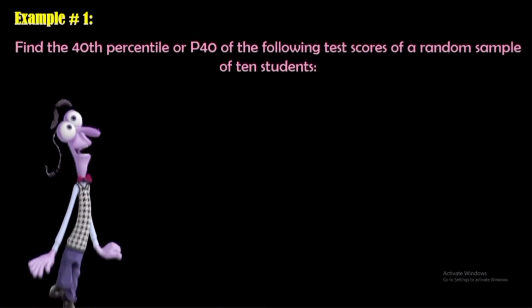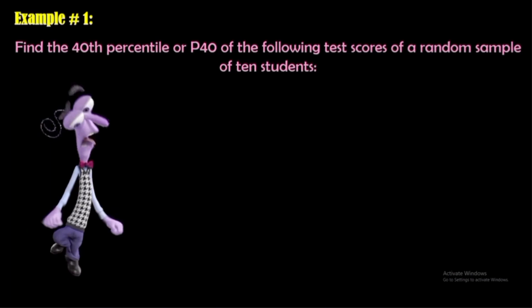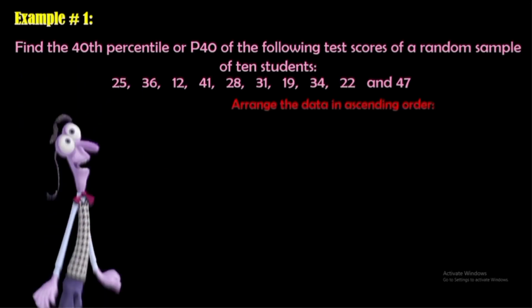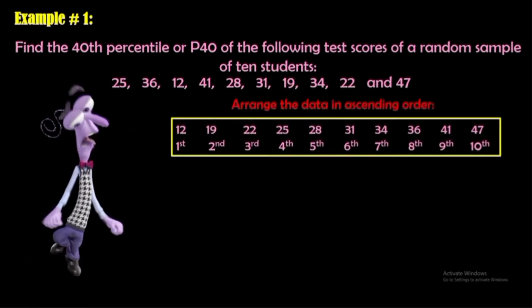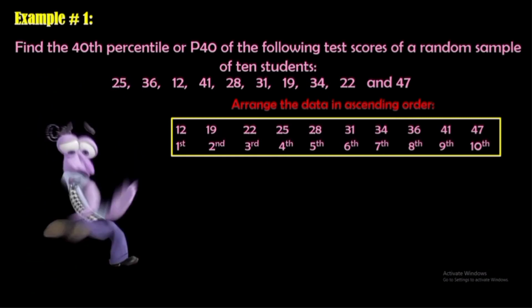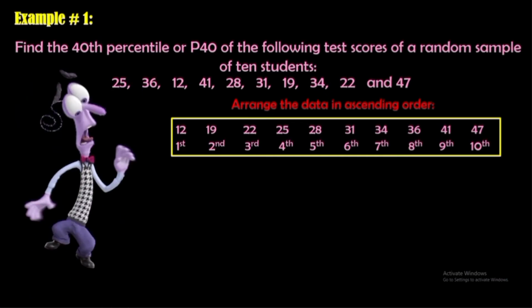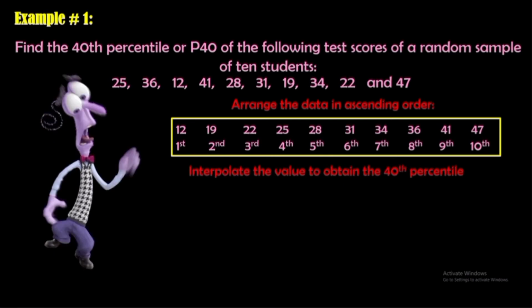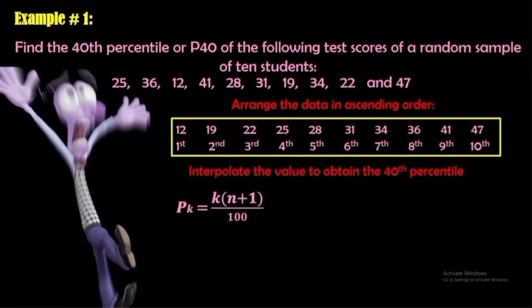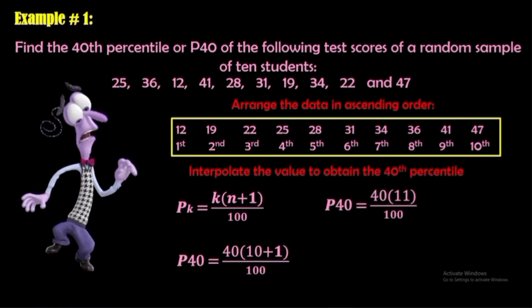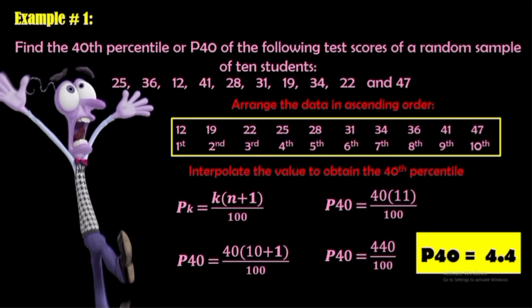Example number 1. Find the 40th percentile, or P40, of the following test scores of a random sample of 10 students. Now here are the scores. Arrange the data in ascending order: 12, 19, 22, 25, 28, 31, 34, 36, 41, and 47. Interpolate the value to obtain the 40th percentile. Here is the formula. Then substitute the given values. 10 plus 1 is 11. 440 divided by 100. Our 40th percentile is 4.4.